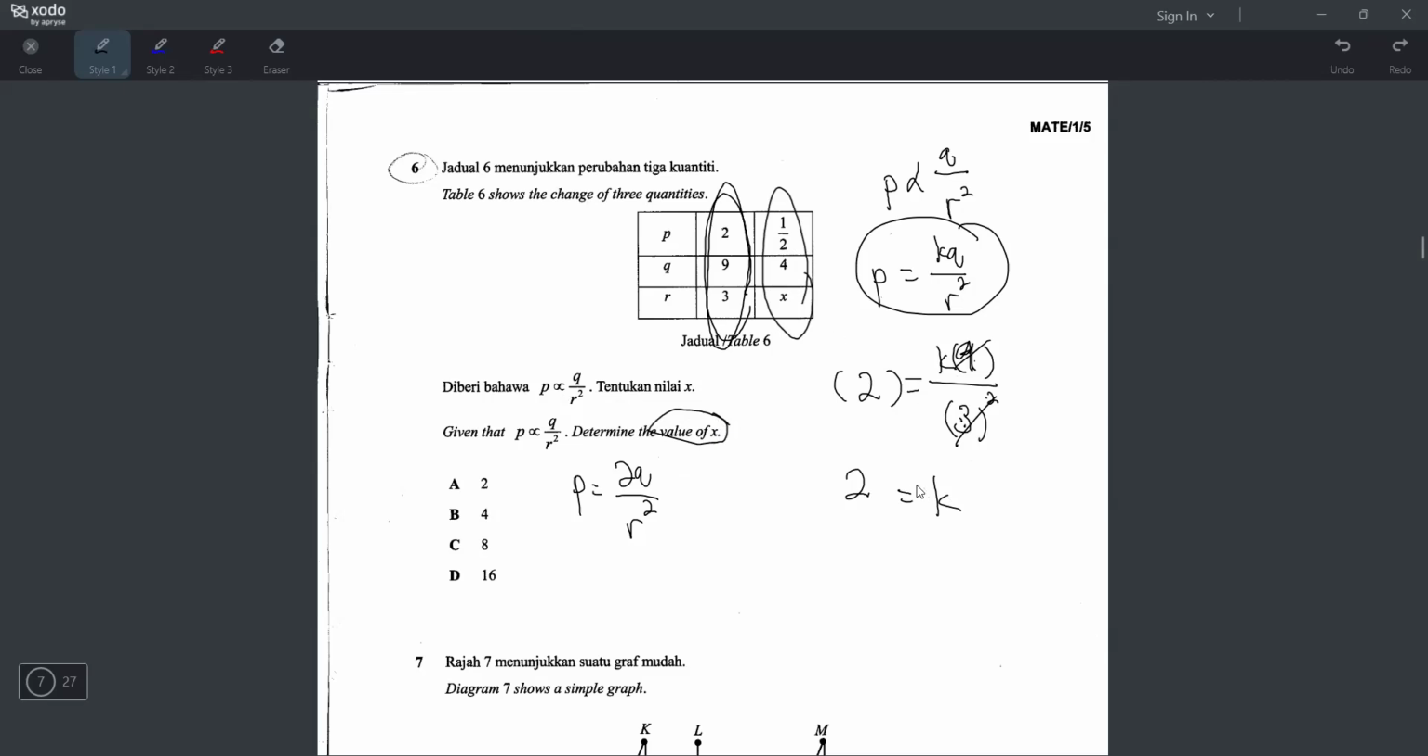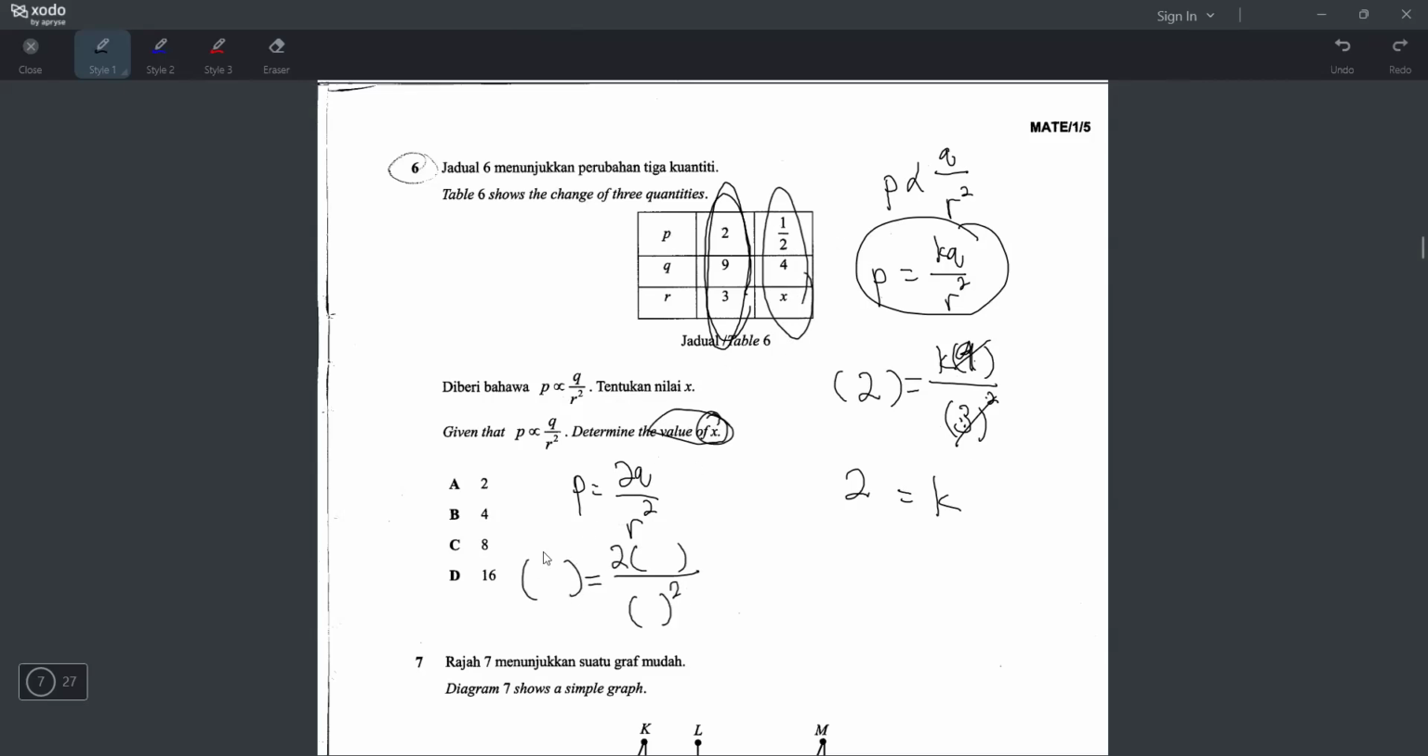I repeat, if you don't find your K first, you cannot find x, right? So you have to follow this step. Everything here you need to follow. Now we can find x already because we already know my k is 2, right? So I just sub everything here, sub everything, sub everything, right?